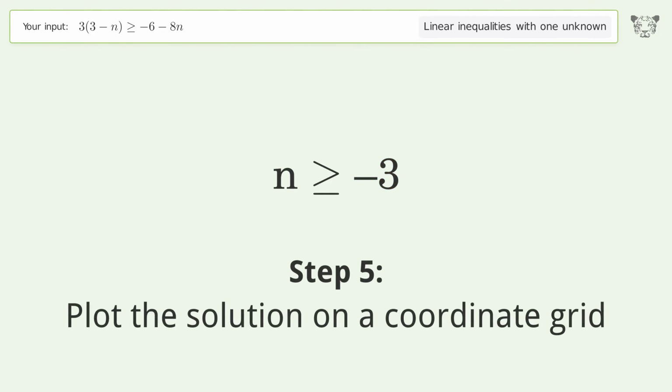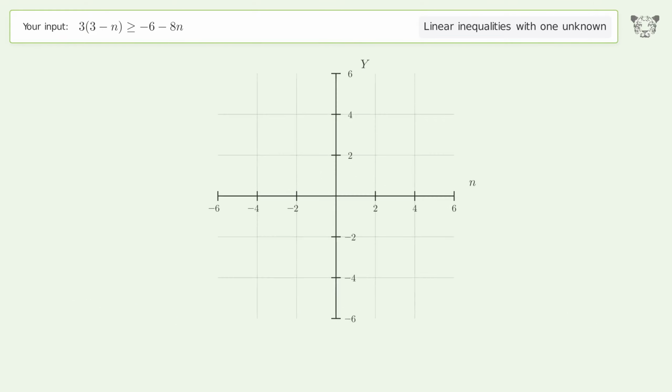Plot the solution on a coordinate grid. And so the final result is n equal or greater than -3.